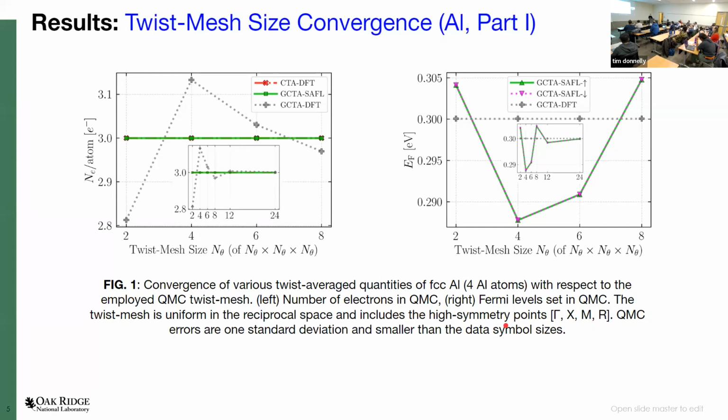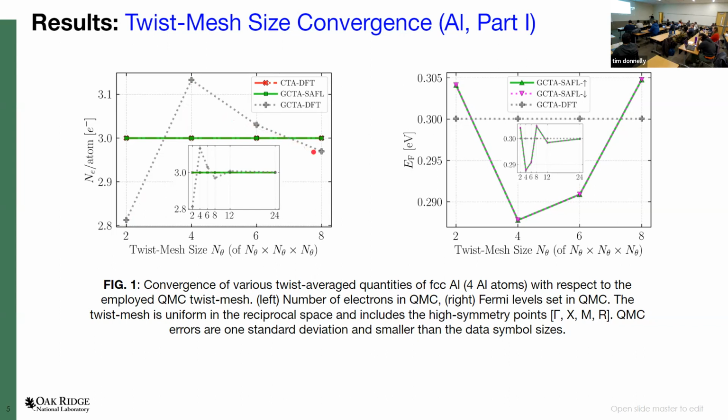Let me jump to the results. I will start with the aluminum at the smallest conventional cell, so 4 atoms. On the left, what I'm showing is the number of electrons per atom as you increase the twist mesh size in your QMC calculation. If you look at the gray dotted line, that's the conventional GCTA.